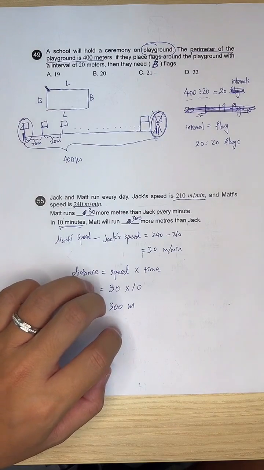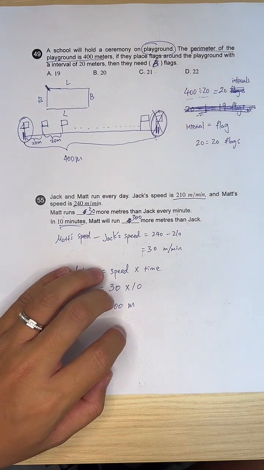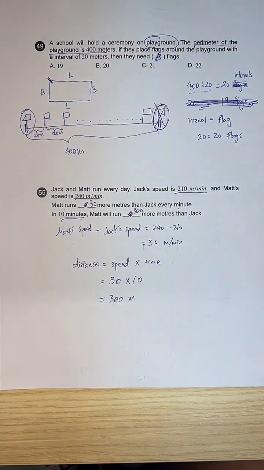Yeah, sorry, I read the question wrongly. Okay, it's okay. Everyone makes mistakes. I also read the question wrongly. That's why I said it's 19. So it's very, very easy to read the question wrongly. So must read the question very carefully every time.